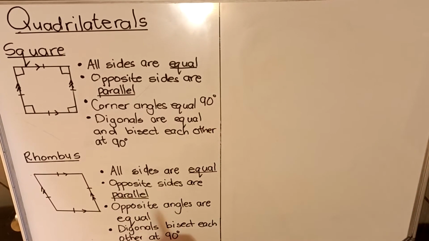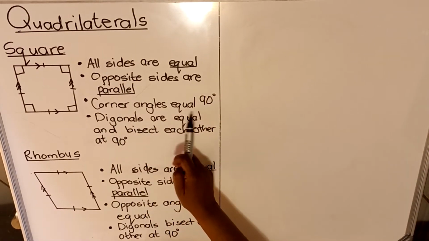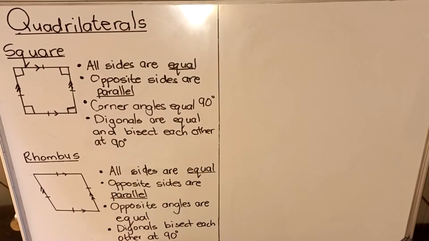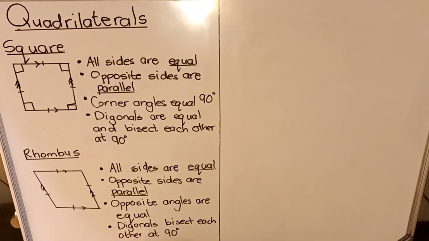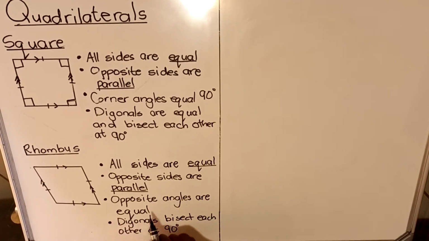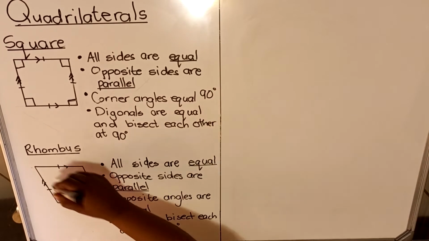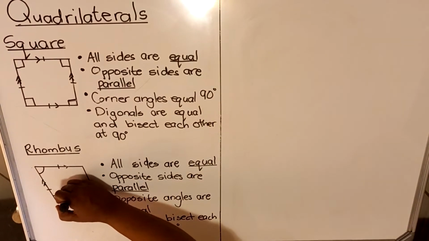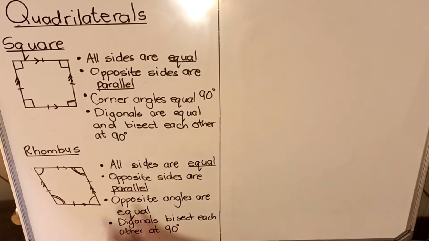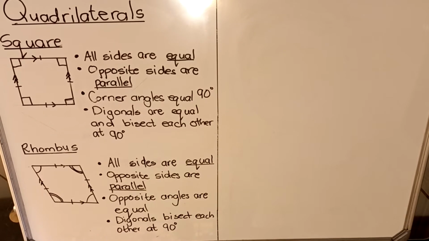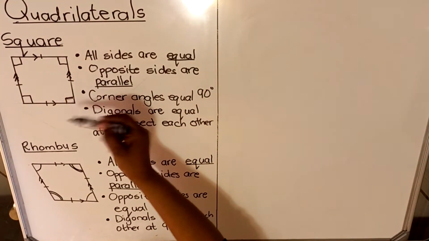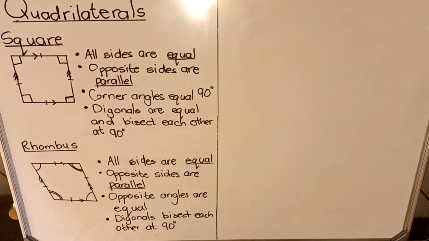Now, the difference comes here. With a square, corner angles equal 90 degrees. That's why there are these square boxes here. You remember, that meant the angle is 90 degrees when it's squared like that. With a rhombus, they don't have that. Opposite angles are equal, meaning that this angle is equal to that one, and that one is equal to that one. Not all 4 of them are equal. Only the opposite ones are equal, and they are not 90 degrees. With a square, all angles are 90 degrees, so it means all angles are equal.